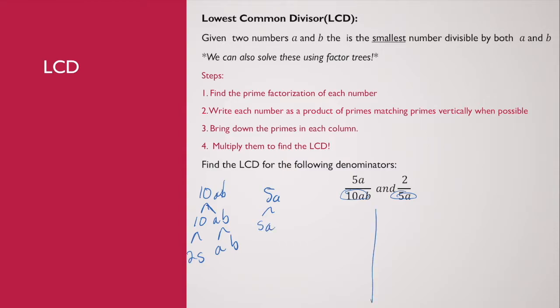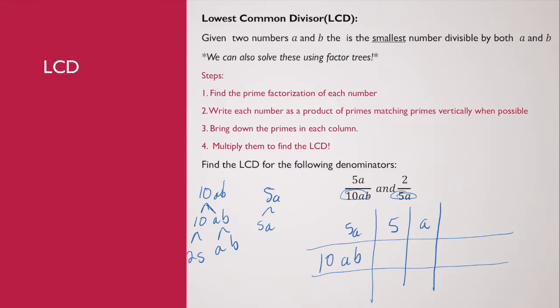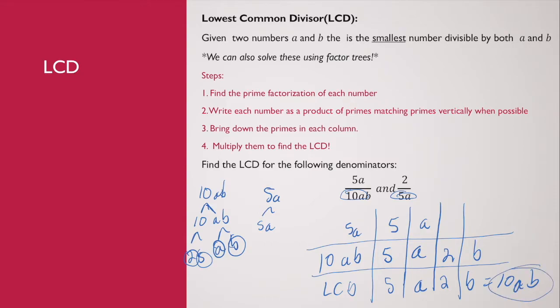So if we use this vertical column method, first I'm going to take a look at 5A. I've got a factor of a 5 and a factor of A. When it comes to 10AB, I have a factor of 2, which is new, a factor of 5, which matches, a factor of A, which matches, but a factor of B, which is new. So my LCD is going to be 5A times 2 times B, which is going to be 10AB. So that's going to be my LCD.